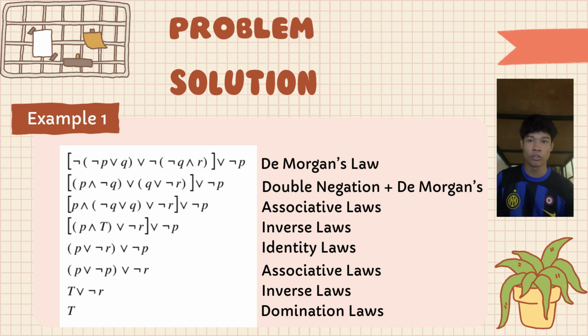Next, we use inverse law to get open bracket P and T, close bracket, or not R, close bracket, or not P. Then, we move to identity laws so that we will get open bracket P or not R, close bracket, or not P. Then, we use associative law to get open bracket P or not P, close bracket, or not R. Next, we use inverse law to get T or not R. And lastly, we use domination law to get T.